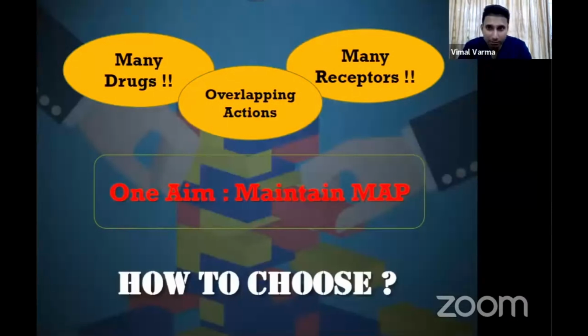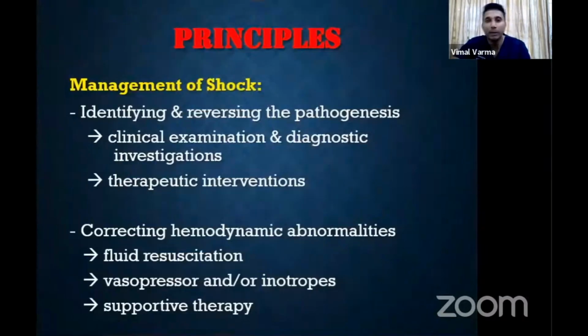There are many drugs, there are many receptors, and there are overlapping actions. But we have only one aim: maintain the mean arterial pressure so we can adequately maintain the circulation and make sure of proper perfusion to the organs. So how to choose? Whenever we are confused or in a dilemma, we go back to the principles. The principles in management of shock are 2.